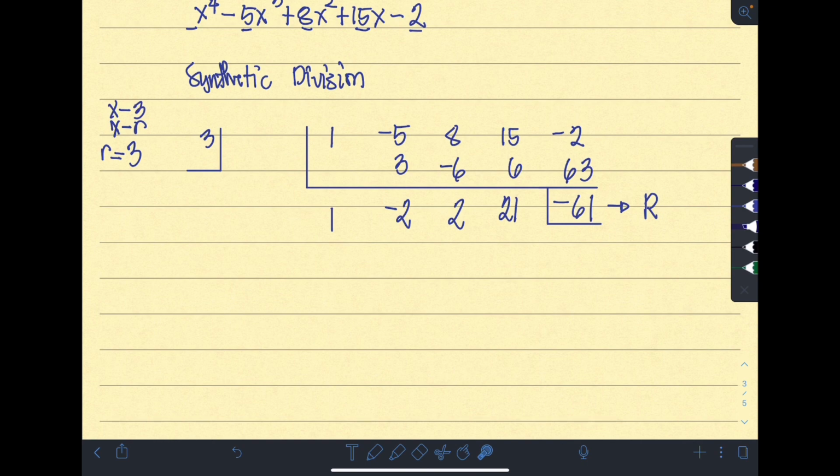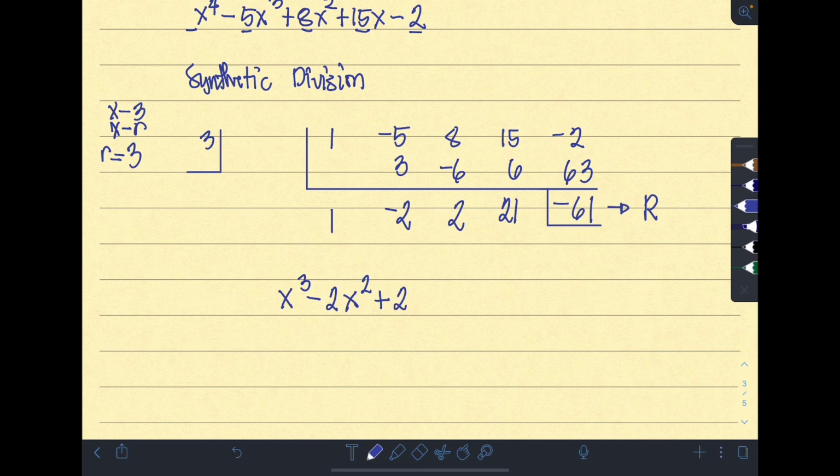So the result is, you have 1, that means you have 1x raised to 3. Then you have negative 2x raised to 2. Then you have positive 2x raised to 1, we simply write x, plus 21x raised to 0, or that is our constant term.